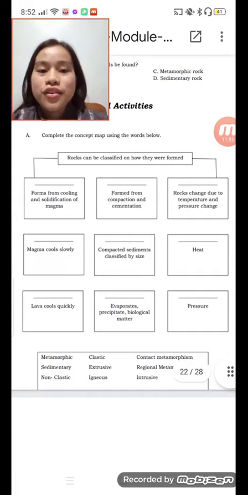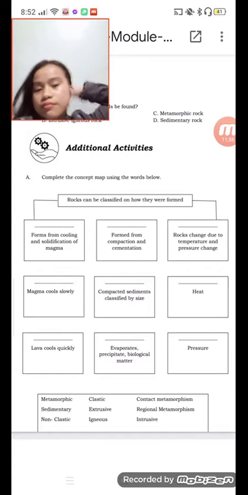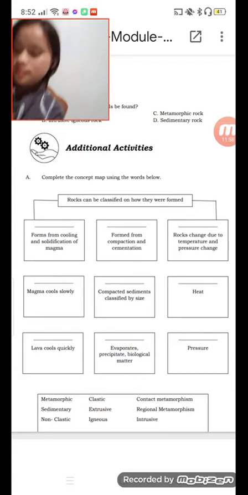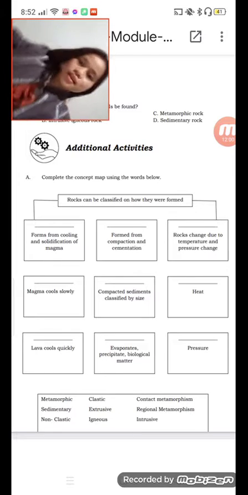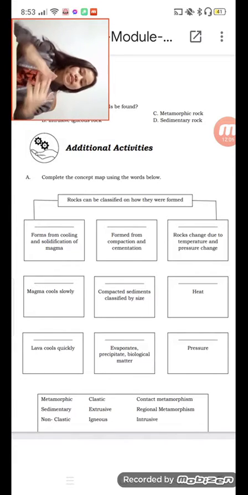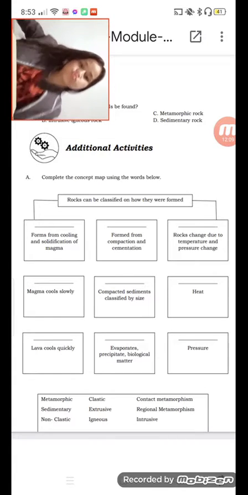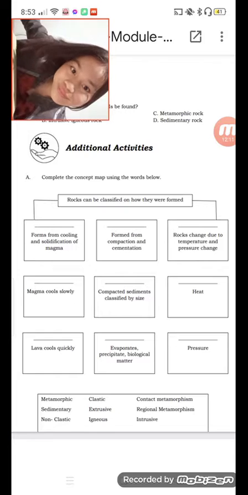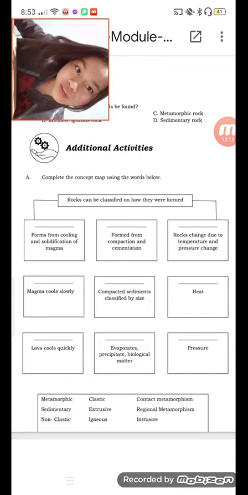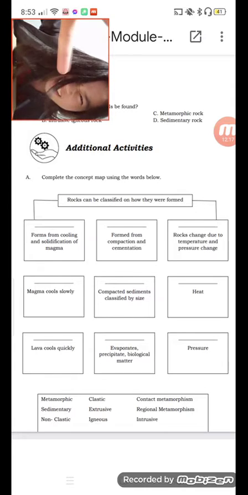Then let's start to answer. Rocks can be classified on how they were formed. So let's find out.